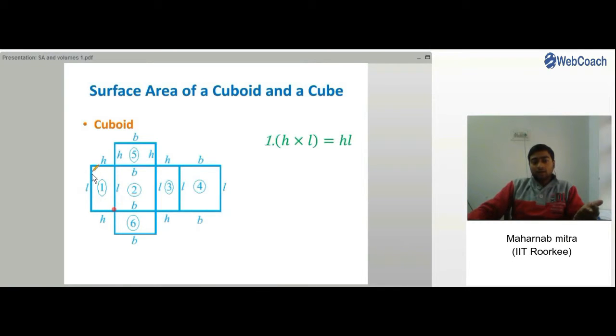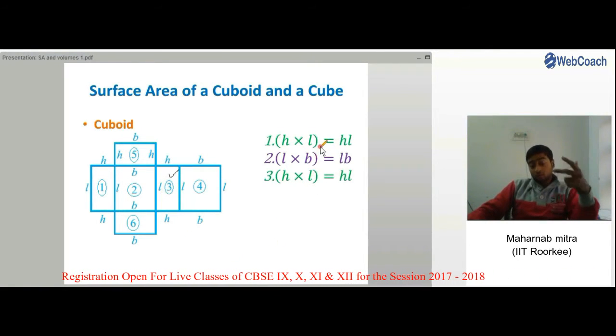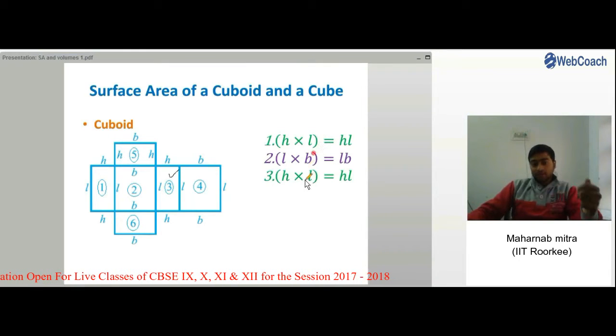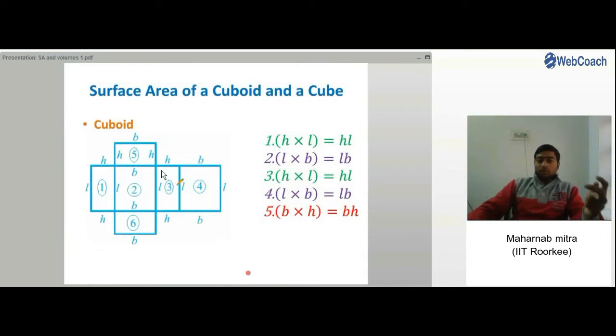So for part 1, area is length into h, right? L into h. For part 2, we have area as L into B, right? For the third part, we have area as h into L, right? So you can see that we have got two parts with the same area, h and L till now. Area of the fourth part is L into B. So we have got two L and B also.